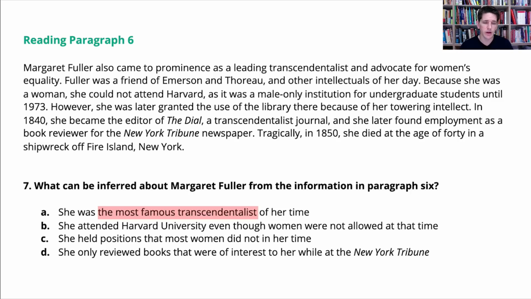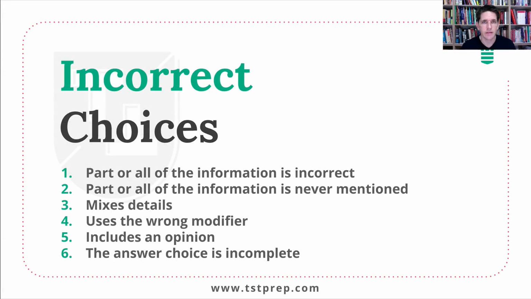Another example here, she was the most famous transcendentalist. Again, we don't usually say most famous. We probably say famous or one of the most famous. We probably don't say most famous. It's hard to identify that. So it's not used very often in academic writing. So avoid opinions.